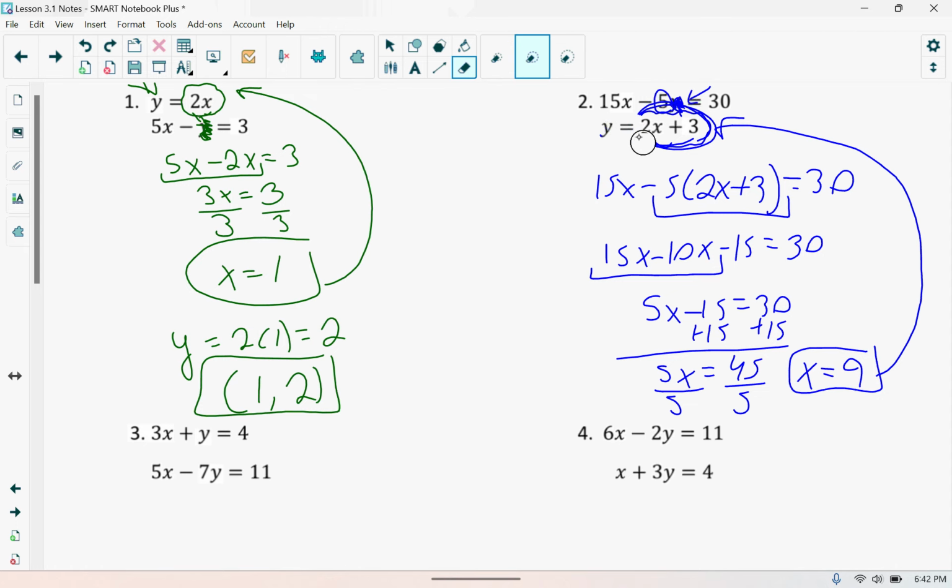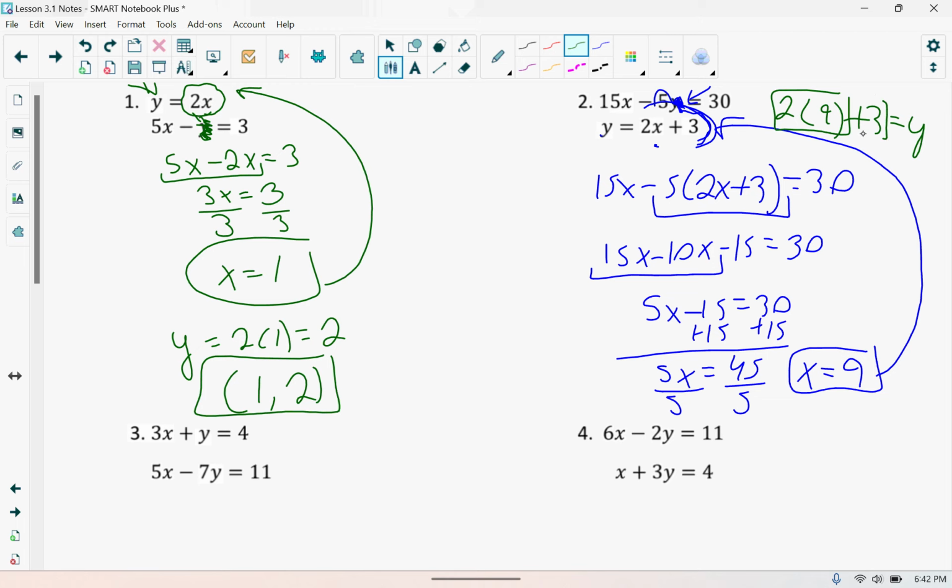Notice this is my y. So I'm going to say, let's see, 2 times x, which is 9, plus 3. That's going to be my y. This is 18 plus 3, that's 21. So y is equal to 21. So my coordinate point for number 2 is (9, 21).